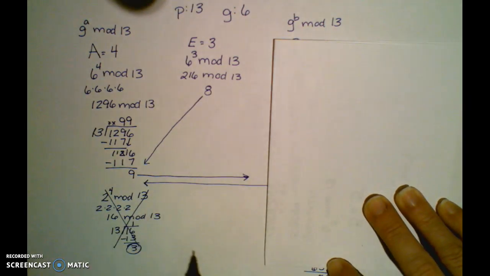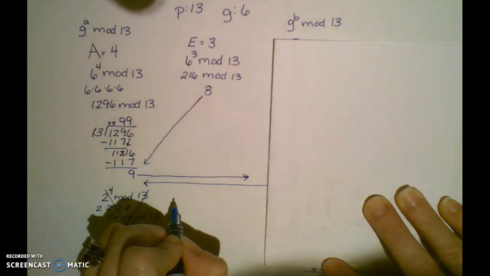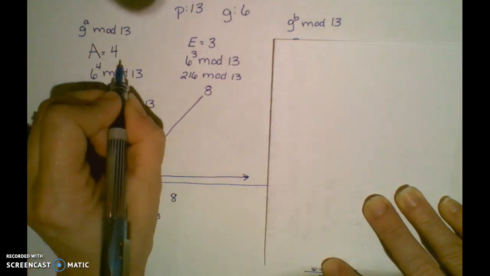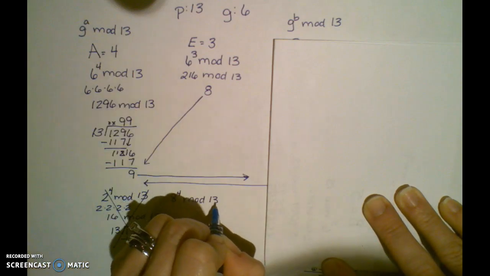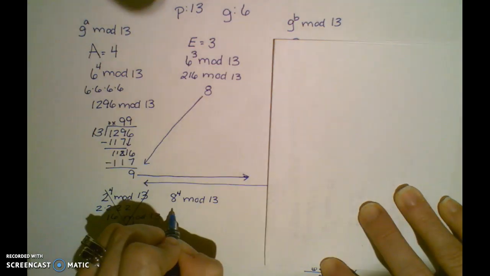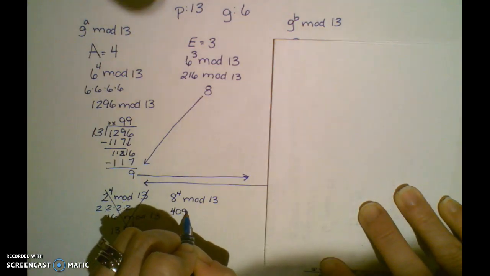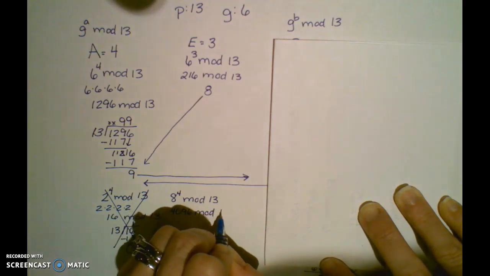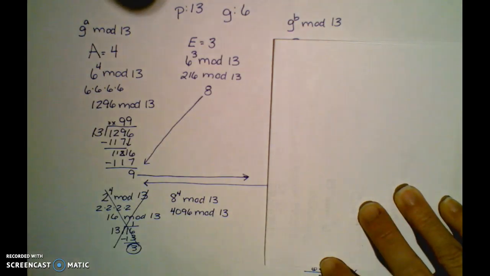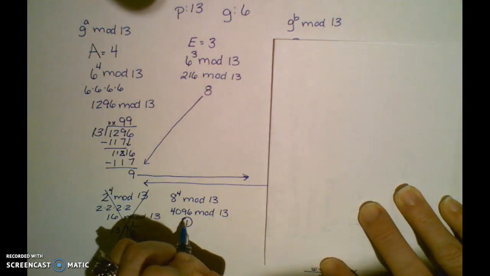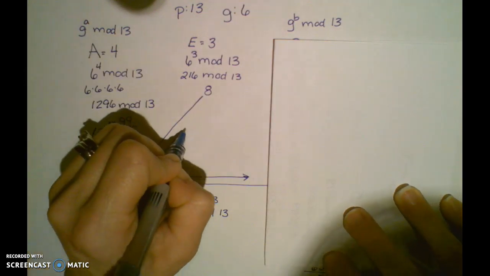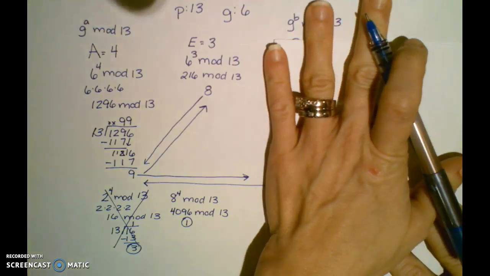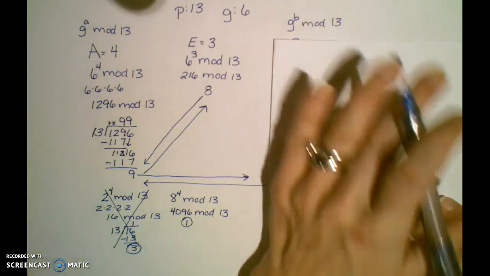So here we go. Alice is going to take that 8 and say 8 to her secret number, which is 4, mod 13. Okay, so 8 to the 4th power, she gets 4,096 mod 13. And when she works out the division, she's going to get a remainder of 1. Okay, remember, Eve has intercepted this 9. Bob doesn't get it. Bob might have no idea what's going on.